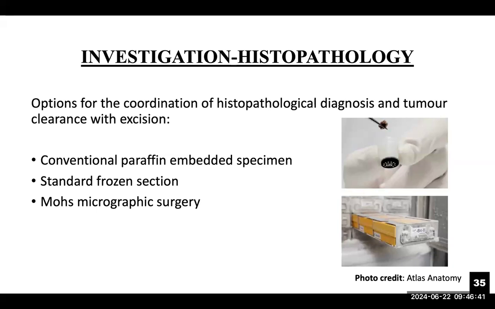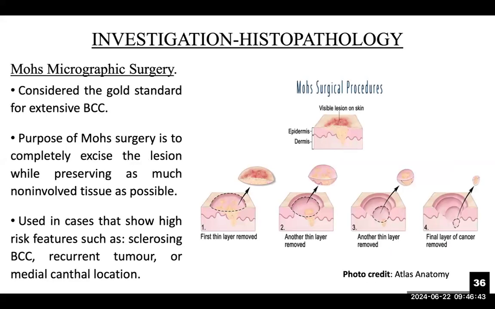Okay, next slide, please. It's considered the gold standard for extensive basal cell carcinoma. The purpose of Mohs surgery is to completely excise the lesion while preserving as much non-involved skin tissue as possible. It is used in cases that show high risk factors such as a sclerosing basal cell carcinoma, a recurrent tumor, or medial canthal location. So what is done in Mohs micrographic surgery is the tissue is also examined frozen.